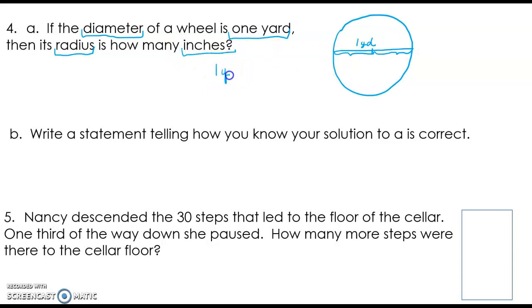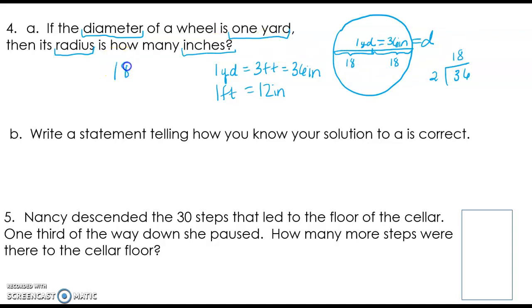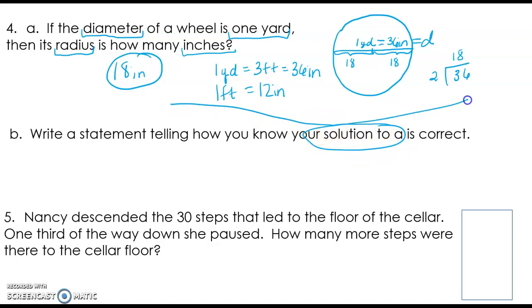So the first thing we have to do is we have to go 1 yard is equal to 3 feet. And 1 foot is equal to 12 inches. So if 1 foot is 12 inches, 3 feet is 3 times 12, which is 36 inches. So I know this whole thing is 36 inches, the diameter. But I've got to find the radius. So I'm going to divide the diameter by 2. And I get 18 inches. Write a statement telling how you know your solution to A is correct. So I kind of showed it all here. There. Okay.